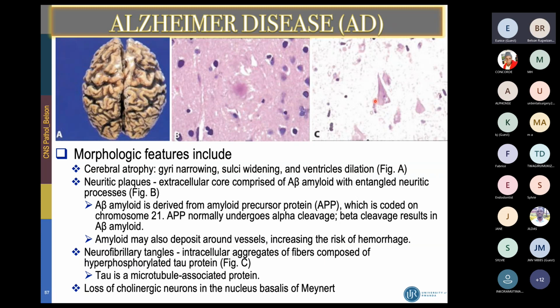Tau is the microtubule associated protein. There will be loss of cholinergic neurons in the nucleus basalis of Meynert.